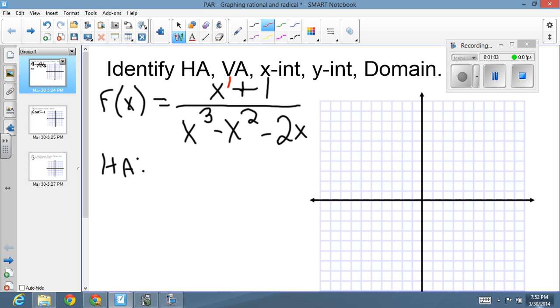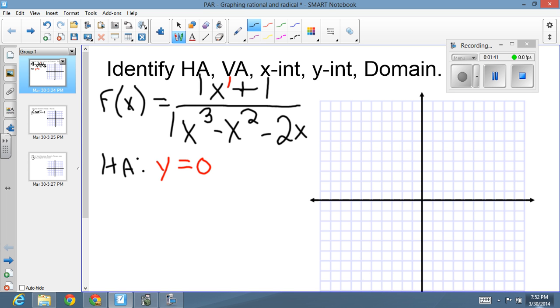When the lead exponent of the numerator, also known as the degree, is smaller than the denominator, which is the case here, then we know that our horizontal asymptote is going to be at y equals 0. If those exponents were the same, then we would use the lead coefficients as basically the fraction that would be our asymptote. But in this case, because the exponents are not the same, then we don't.